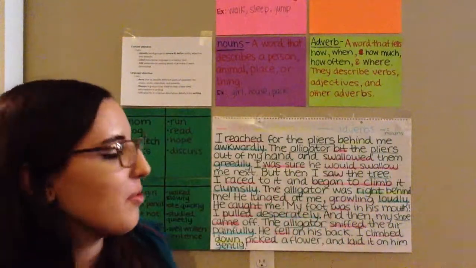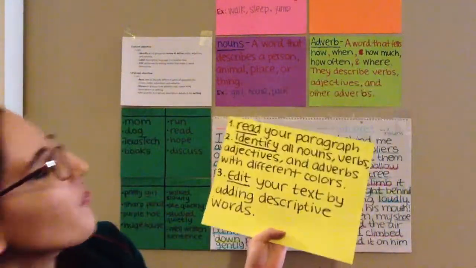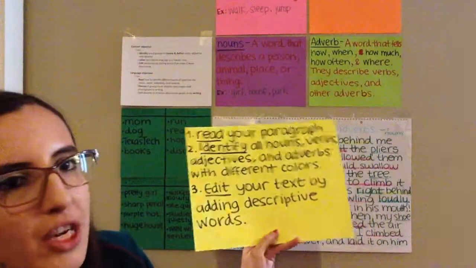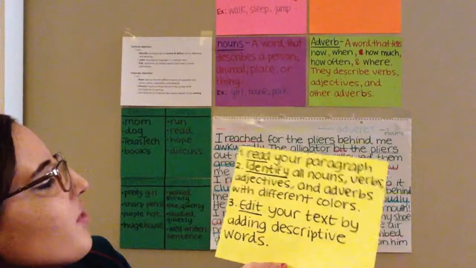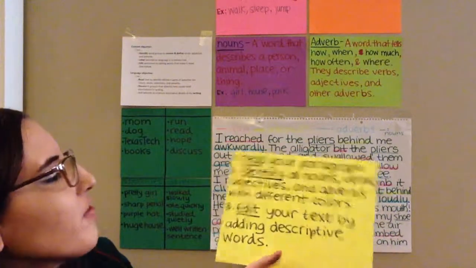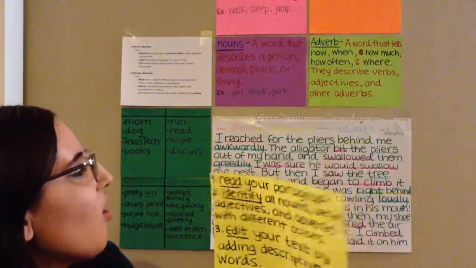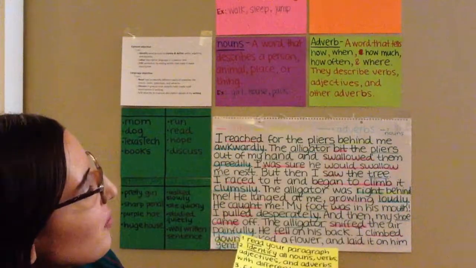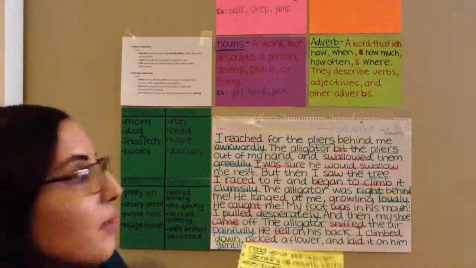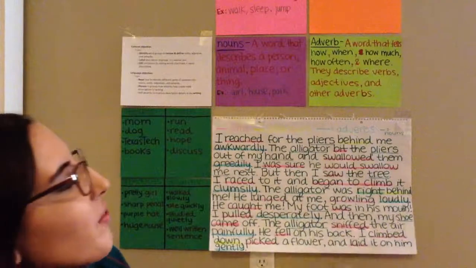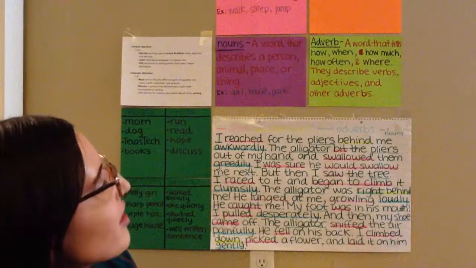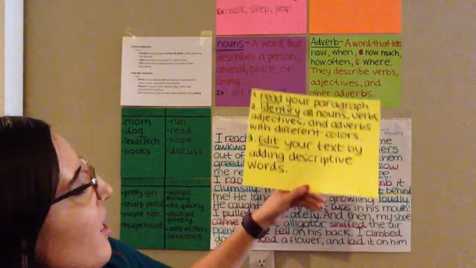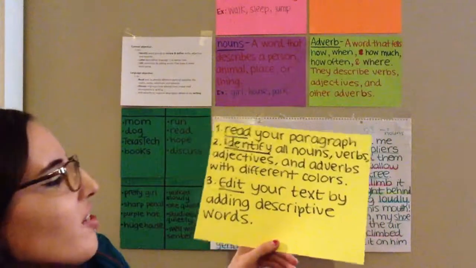We have your instructions. In case you need to remember, I'll put them up on the board for you. So first, you are going to read your paragraph. Second, you will identify all nouns, verbs, adjectives, and adverbs with different colors. So hopefully, by the end, your paper will look kind of like the author's, but it might not at first because we didn't know that we had to include all these words, right? But the goal is to make your writing more descriptive, so we want to include those words. And that means that you're going to edit your text.